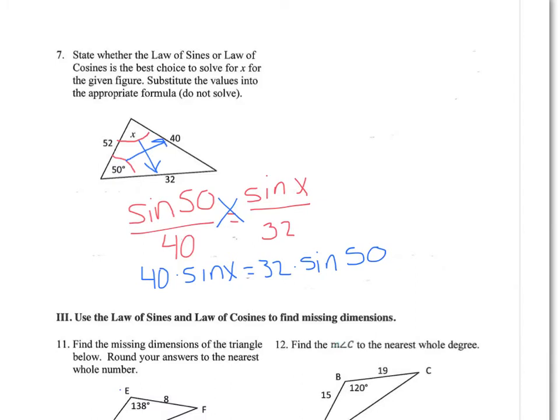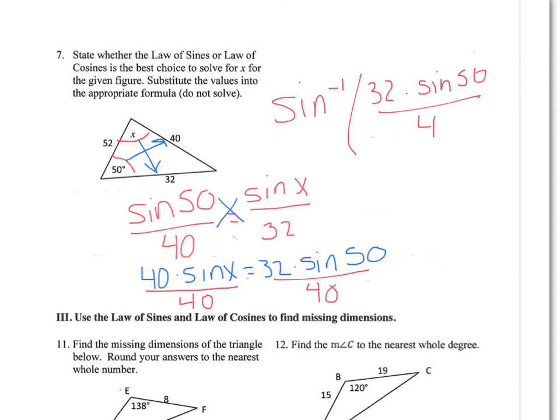If you were going to solve this problem, the next step would be to divide both sides by 40 and then take the sine inverse. So my final step would be the sine inverse of 32 times the sine of 50 divided by 40. In this case, the problem says do not solve it, so I'm not really looking for an answer. I would just be looking for the fact that you can set up the ratios correctly.